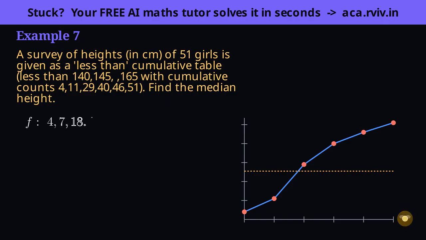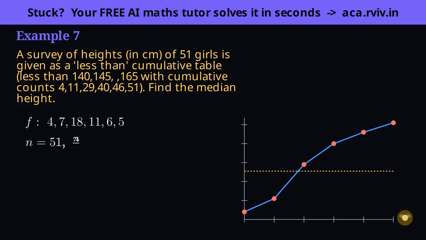To recover each one, subtract each cumulative count from the next. The jump from one running total to the next is exactly how many readings fell in that class. That gives 4, 7, 18, and so on. Confirm the total is 51, then locate the halfway mark.